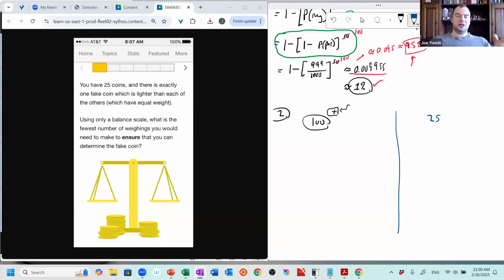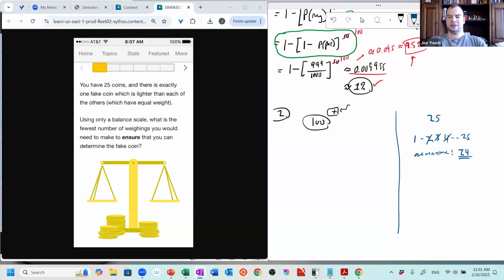I could weigh the coins one at a time. I could take coin 1 versus coin 2. If they weigh the same, if it balances, then I could get rid of coin 2 and put coin 3 on there. If that balances, get rid of coin 3 and put coin 4. And worst case scenario is that coin 25 is the fake coin. So I could weigh one at a time, and this would take 24 weighings. So I know that I could get it done in 24 weighings.